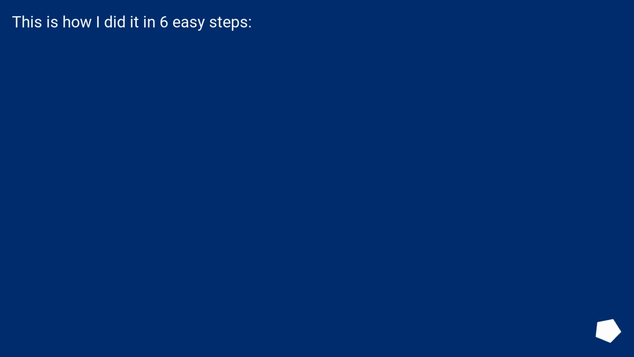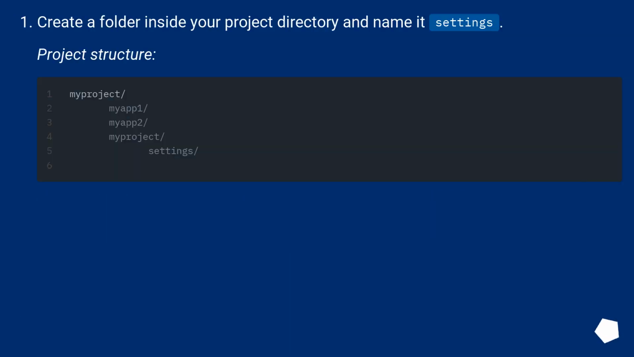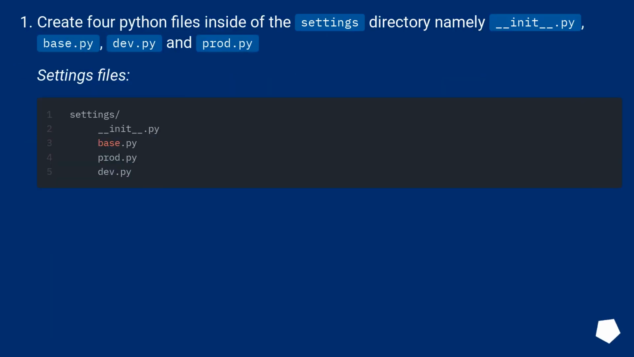This is how I did it in 6 easy steps. Create a folder inside your project directory and name it settings. Project structure. Create 4 Python files inside of the settings directory, namely __init__.py, base.py, dev.py and prod.py. Settings files.